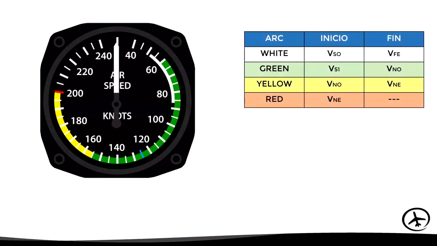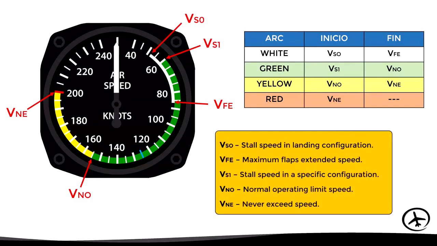The white arc starts at VSO and ends at VFE. The green arc starts at VS1 and ends at VNO. The yellow arc starts at VNO and ends at VNE.